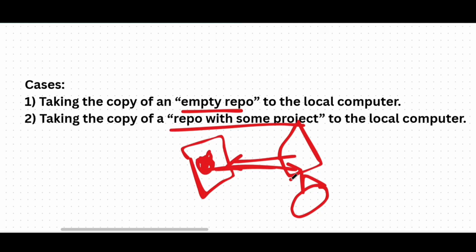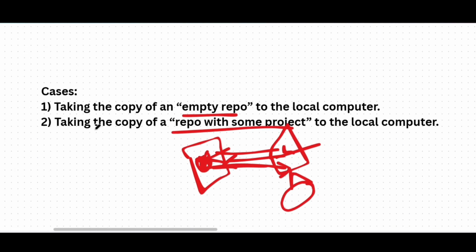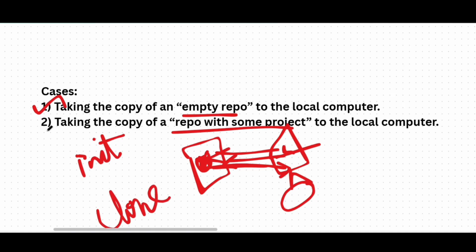Previously we practiced the git init command. Here we're going to learn the git init and git clone commands. The git init command satisfies case 1, but the git clone command satisfies both cases, case 1 and case 2. So we use the git init command if there is case 1, and we use the git clone command when there is either case 1 or case 2.